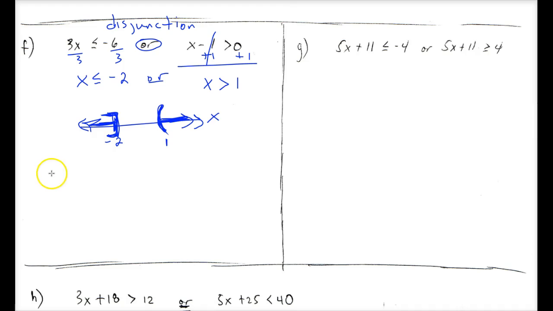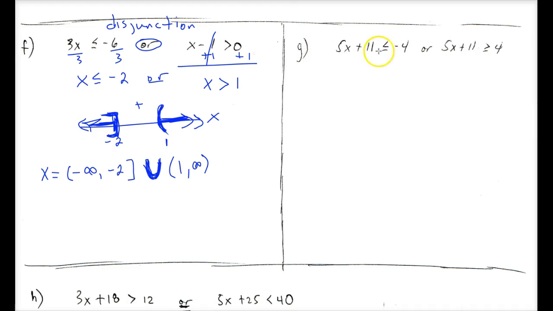Now, how we would express that in terms of interval notation, we'll say x is equal to (-infinity, -2] and then we use this set theory operation called a union. And the union just says, I want to take this set and add it to this one. And so that is how we would properly express our solution set here for this disjunction.